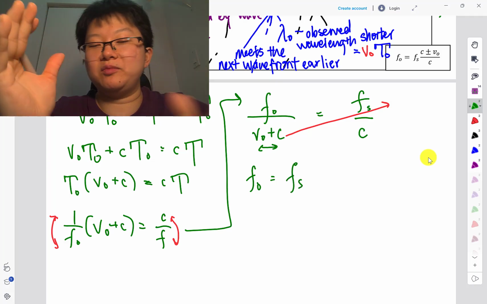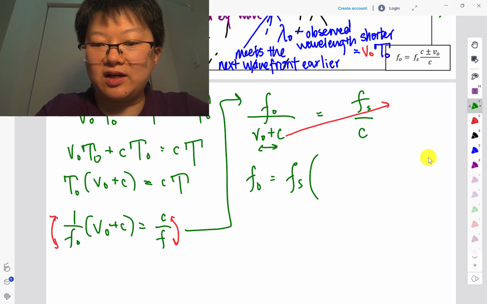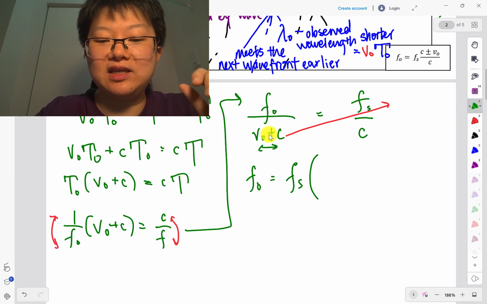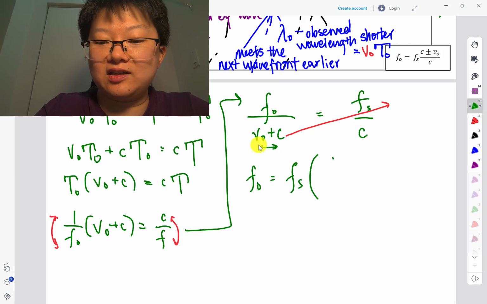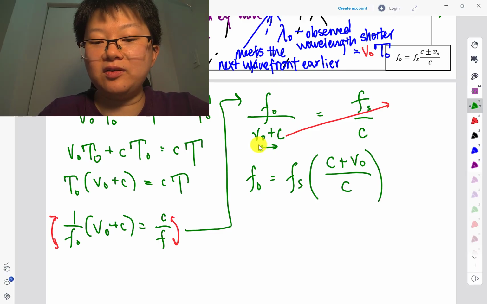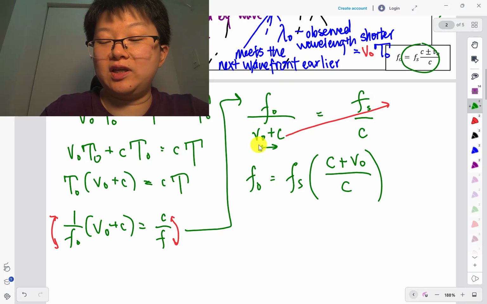I'm going to move that to the outside of the bracket. And then here I have swapping C and V0. I get C plus V0 over C, which this C is on the bottom, okay? And I get something looking like this, which is pretty close to what we have over here.